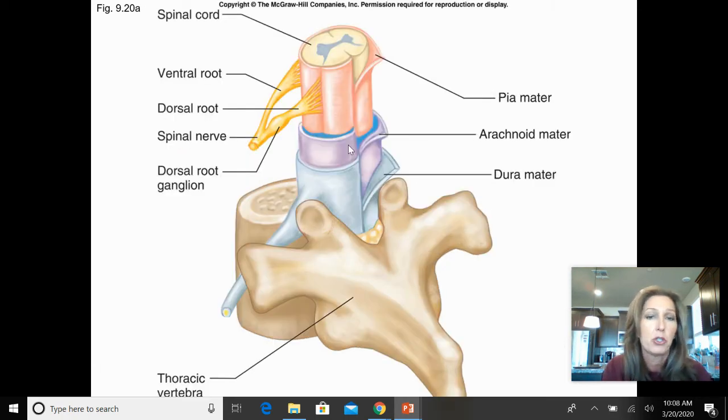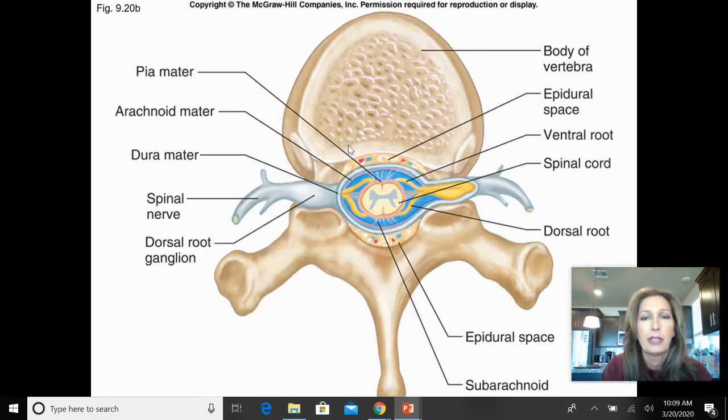So here's a better picture showing you that. This is the one I have on the test, so make sure you're paying attention to that. And then here you can see kind of downward, and you can actually see in here the spinal cord, and the spinal cord has lots of fluid in here too.